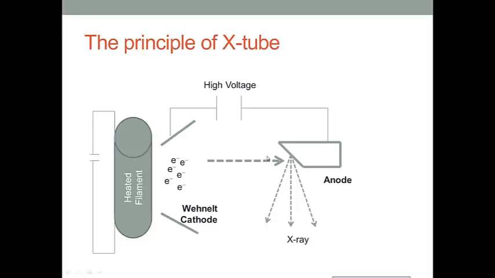The very, very fast electrons, when they hit some metal, then 99% of the energy will be converted to heat. But also there is a 1% energy that will be used to create the X-ray radiation. So this kind of X-ray radiation you can use to do some X-ray imaging. That's the basic idea of the X-ray tube.